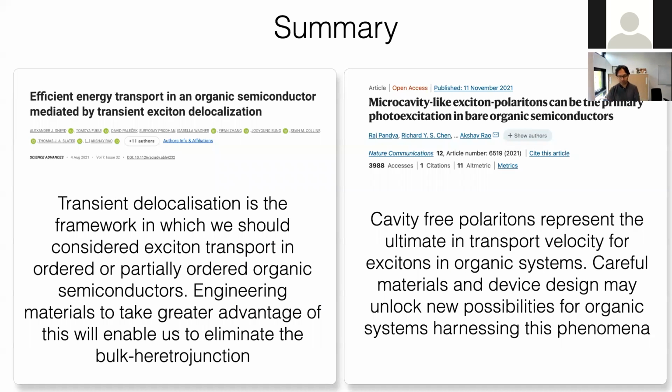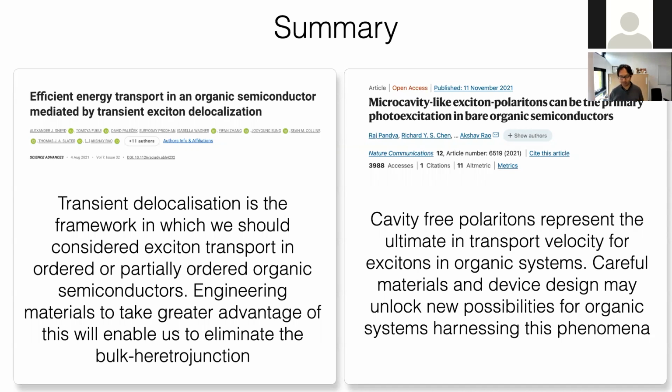So hopefully I've shown you what our previous understanding of FRET-based transport in organics was, and these two new areas. The transient exciton delocalization is something that's happening in our materials now. In the materials you are working with, the devices you're working with, this process is already going on. And if we can learn to engineer the materials better, it'll allow us to make much more efficient devices, I believe. And this exciton polariton mechanism I talked about is something perhaps for future years.